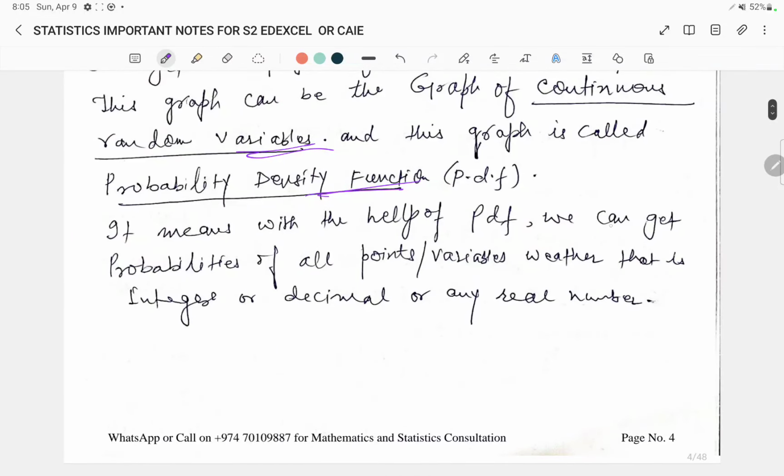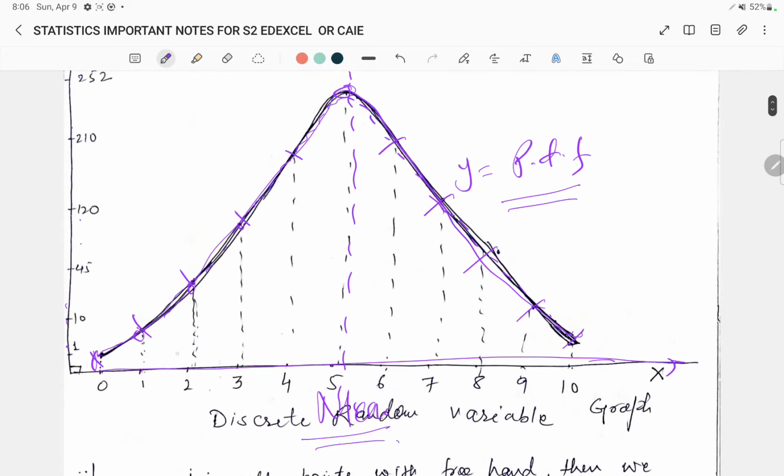It means with the help of the PDF, we can get probabilities of all values of the variable, whether integer, decimal, or any number. Like this is your point. These are the integer ones, but with the help of this graph, we can find the decimal probability as well. For example, here, then you can find this.